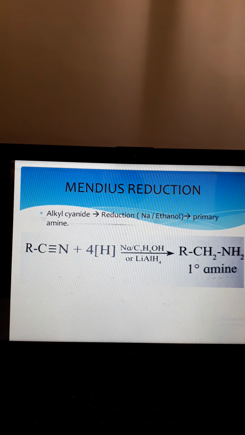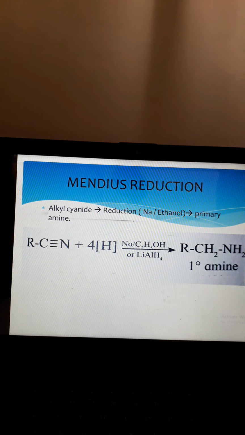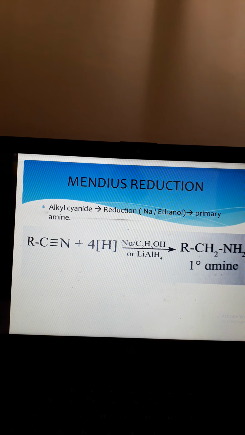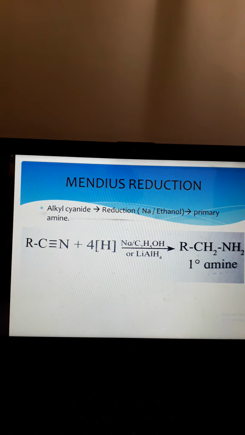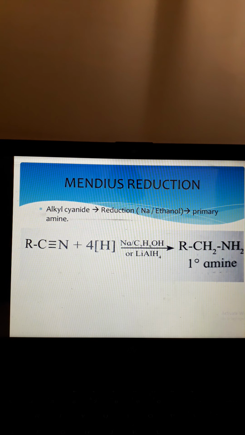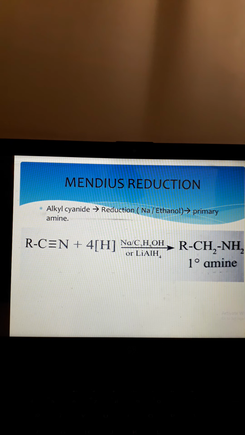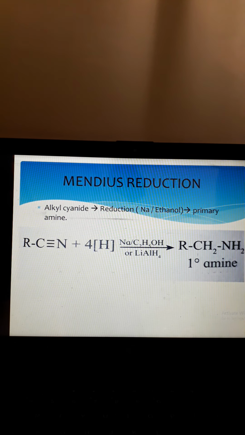Now next comes the Mendius reaction. Mendius reduction. What happens in Mendius reduction? Alkyl cyanide undergoes the reduction process in presence of sodium and ethanol, and after the reduction of alkyl cyanide, again here we get the primary amine. So in Mendius reduction, in ammonolysis, and again in reduction of nitro compounds, in all these 3 processes what do we get? Here we get the primary amines.